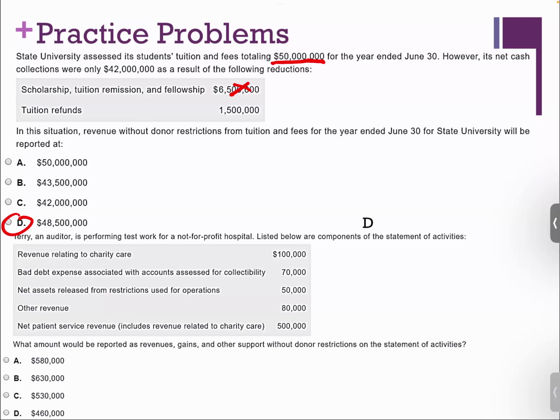So this person is performing test work for a not-for-profit hospital. This is saying State University, but obviously it's a not-for-profit university. Listed below are components of the statement of activities. The way you would know, sorry, I'm going to go back to this one.